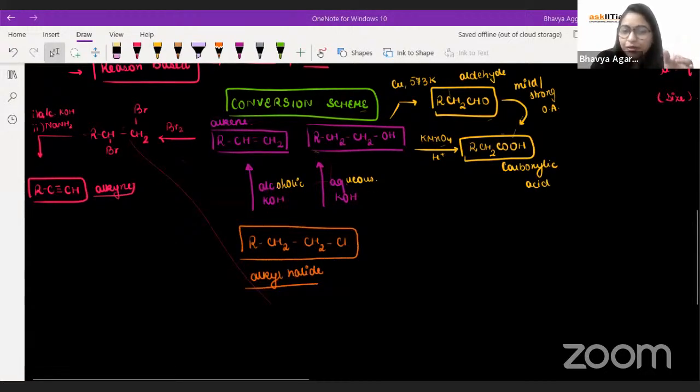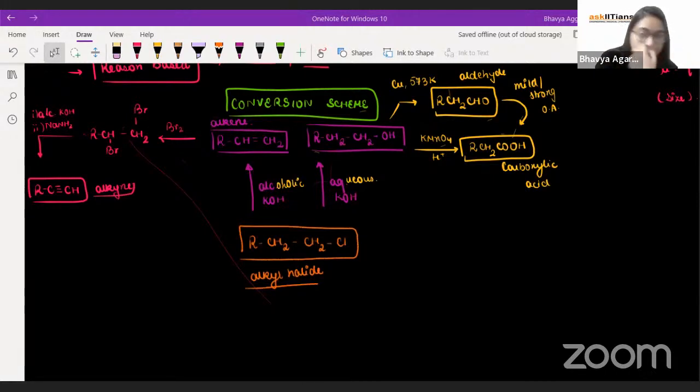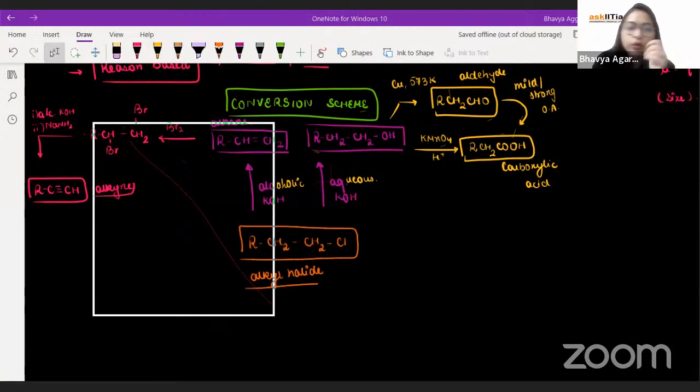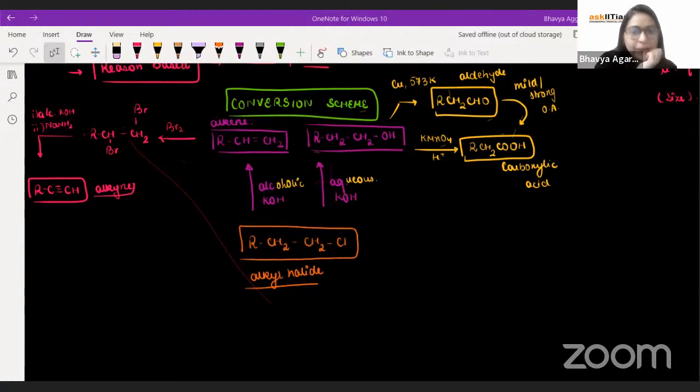Yep, chalo. So let's move to the next part, next conversion. Acha, tell me, you all have heard about this pyari si cheese called magnesium, hai na? So when you use magnesium in the presence of dry ether, what do you get? A Grignard. Perfect. You'll get a Grignard's reagent, which is also known as your organometallic compound.